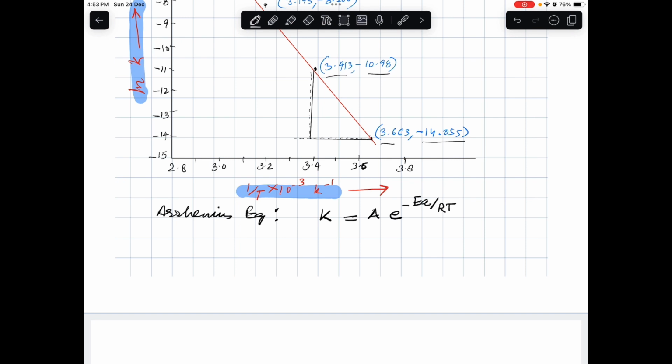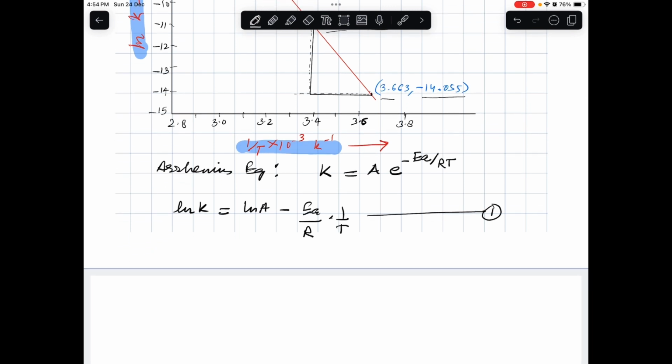If we take the natural log of this equation, the same equation can be written as natural log of k is equal to natural log of A minus EA divided by R dot 1 by T. We can write it this way. Suppose this is equation number 1. This equation is the equation of a straight line graph, and what we have here is y is equal to mx, this is m dot x, and this is plus c.